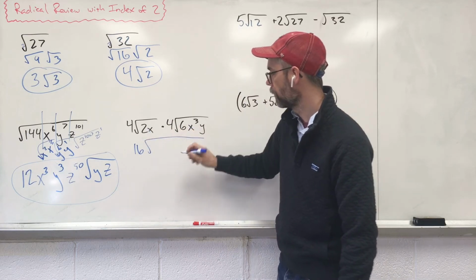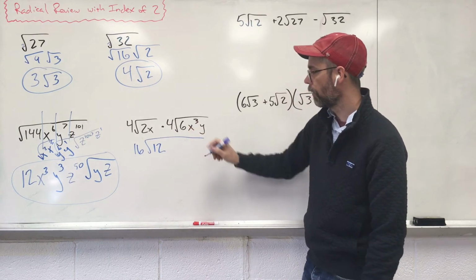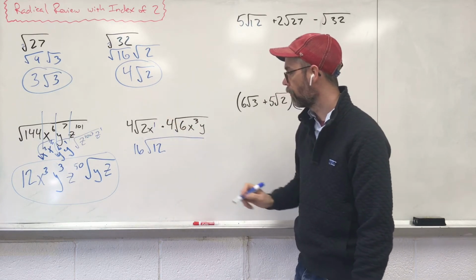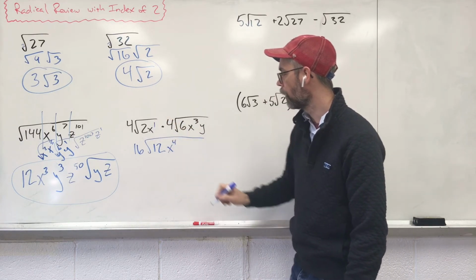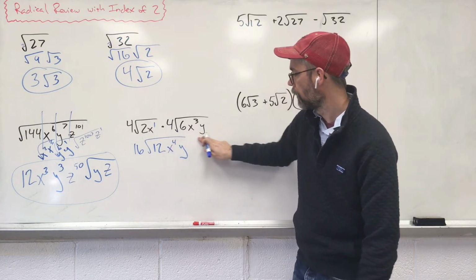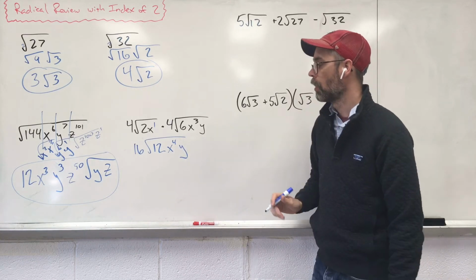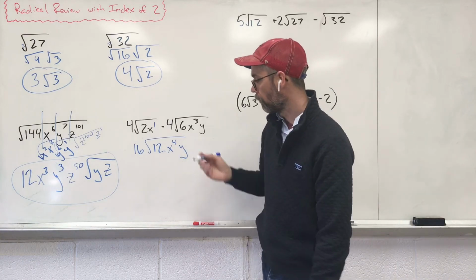2 times 6 gives me 12. X times x to the 3rd. Remember, there's an exponent of 1, so we have x to the 4th. And I have only that one y. Okay, now we want to simplify just the radical. So square root of 12.